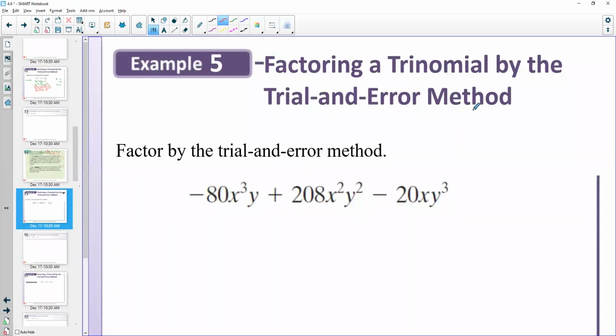All right, so let's try one more. We're not using trial and error still, right? What do you see? What do you want to do first here? For me, I want to get rid of a common factor because this is ugly. Let's see what we can do. I wish I could take out 20, but it doesn't look like it. I think the best I can do is 4. So I'm going to take out negative 4. Can I take out an x? I can, and a y.